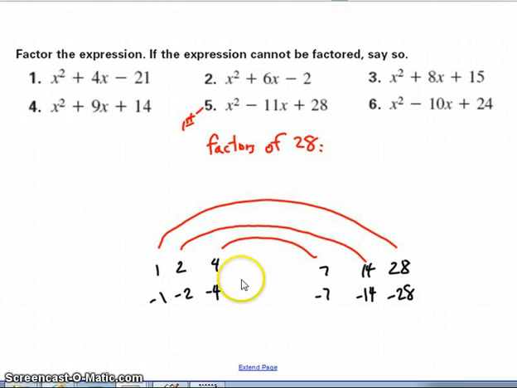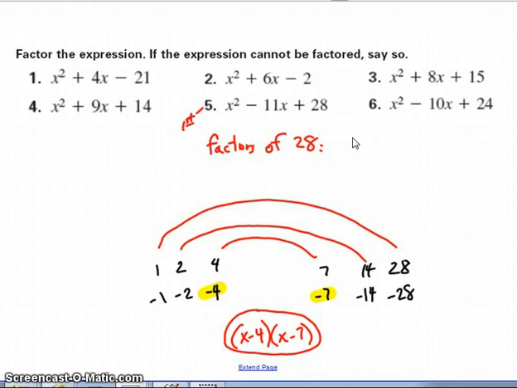All right, so now my job is just to find a pair. Remember, 1 paired with 28, just as negative 4 pairs with negative 7. I've got to find a pair of those that adds to make negative 11. And there is one of those 6 pairs that does. Negative 4 and negative 7 do. Add them up, you'll see they make negative 11. That means the factors of this trinomial are x minus 4 times x minus 7. And that's my answer.